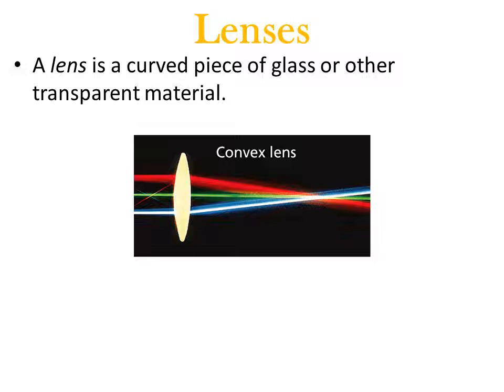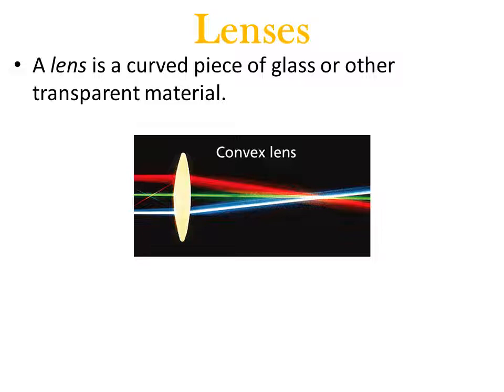Lenses. A lens is a curved piece of glass or other transparent material, like the one shown in the diagram. It is made of glass and it is transparent, which means it allows the light to pass through.